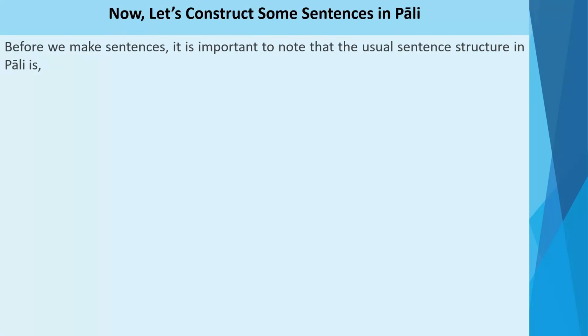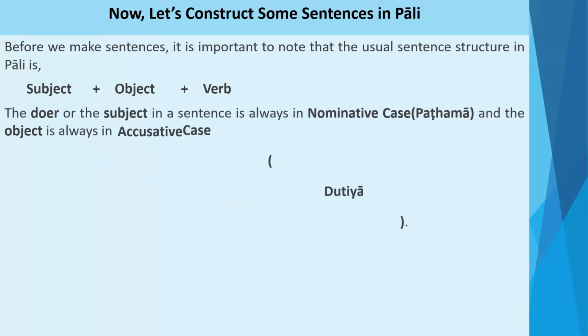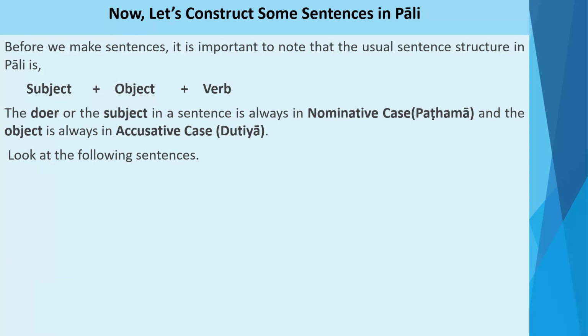Now let's construct some sentences in Pali. Before we make sentences, it's important to note that the usual sentence structure in Pali is subject, object, verb. The doer or the subject in a sentence is always in nominative case or pathama vibhakti, and the object is always in accusative case or dutiya vibhakti. Look at the following sentences. Subject, object, verb.